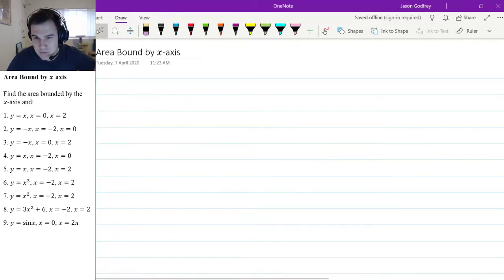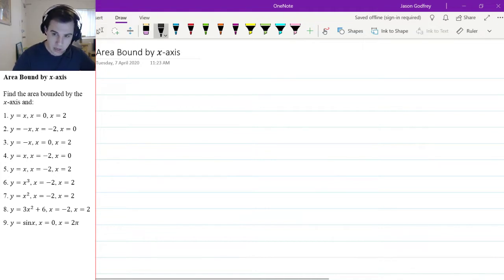Hi, this video is going to be about areas bound by the x-axis. So we're going to be using definite integrals here, as when you're showing the fundamental theorem of calculus, the connection between integration and a function was that it provided the area underneath a curve.